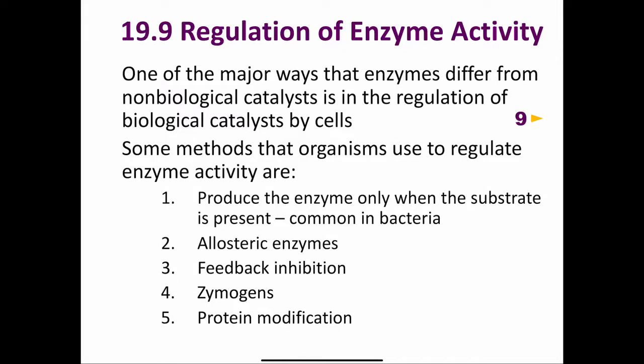One of the major ways that enzymes differ from non-biological catalysts like metals is in the regulation of biological catalysts by cells. This means that biological catalysts, or enzymes, are regulated by cells. Some methods that organisms can use to regulate enzyme activity are to produce the enzyme only when the substrate is present. This makes sense because organisms want to conserve energy.